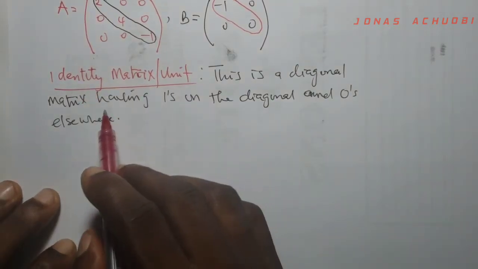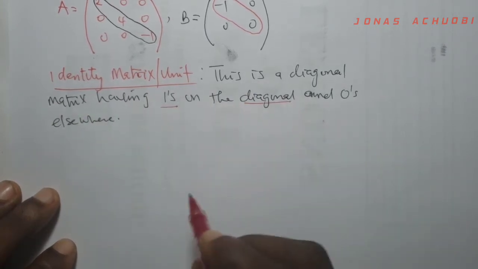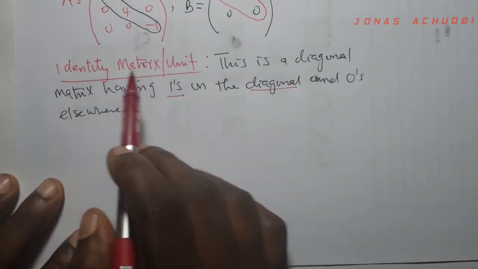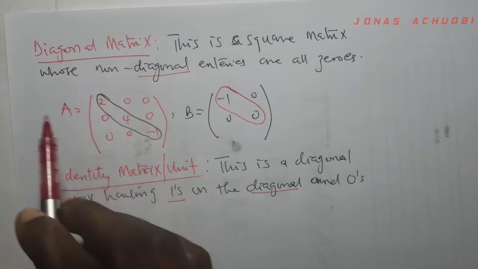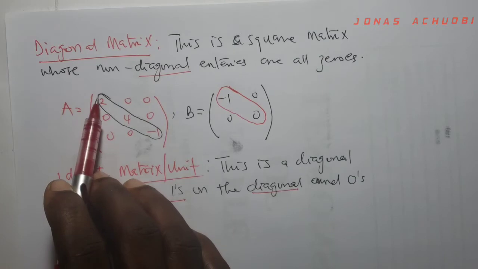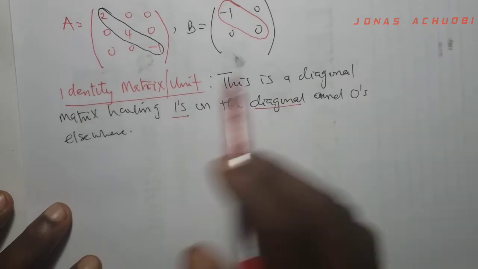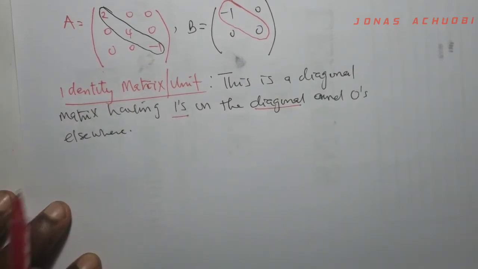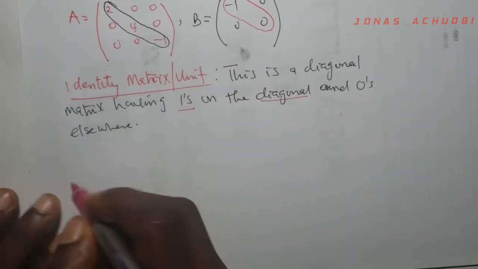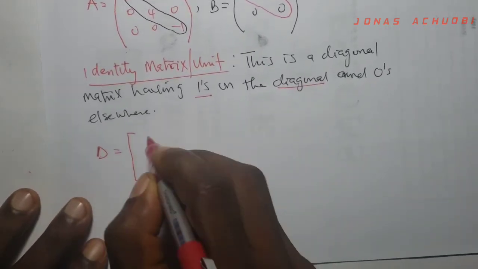Identity or unit matrix. This is a diagonal matrix having 1s on the diagonal and 0s elsewhere. So the first thing here is that an identity matrix or unit matrix is first a diagonal matrix. And we know what a diagonal matrix is. A diagonal matrix is a matrix whose diagonal entries are all not zeros and zeros elsewhere. So a unit matrix is also a diagonal matrix, but this time around, the diagonal entries or elements are strictly 1s.